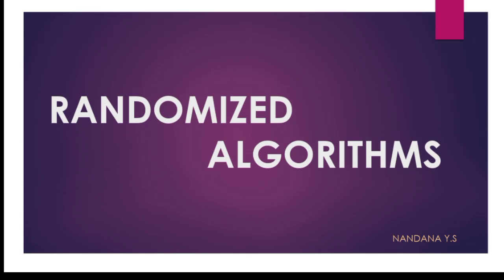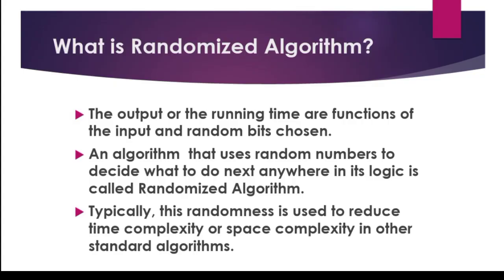Let's discuss the topic randomized algorithm and its types. An algorithm not only executes with the input that we are given, but also generates a random number in between. The algorithm will evaluate this random number and produce the output. This random number decides what to do next anywhere in its logic. This type of algorithm is called a randomized algorithm.